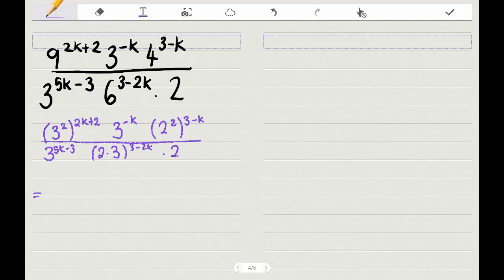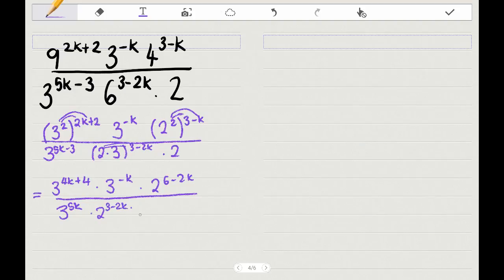Okay, so now we distribute. Again, we multiply the 2 with both terms, so this is 2 to the power 4k plus 4 times 3 to the power minus k times 2, 6 minus 2k. So we've distributed that 2 to both terms. And in the denominator, we're going to do the same thing. So this is 3 to the power of 5k. We're going to distribute that exponent to both of them. So it's 2 to the power of 3 minus 2k times 3 to the power of 3 minus 2k times 2. Now we put them over the same bases.